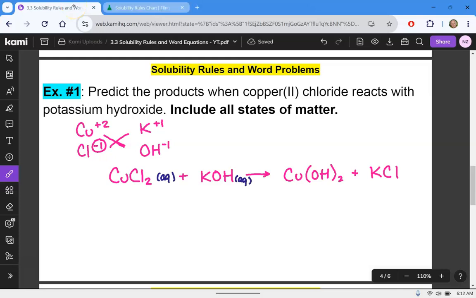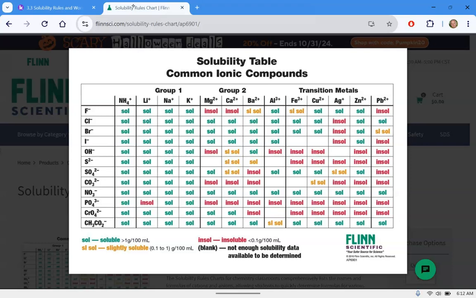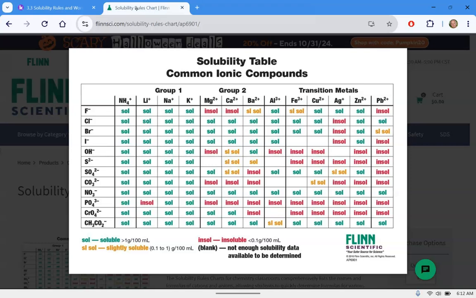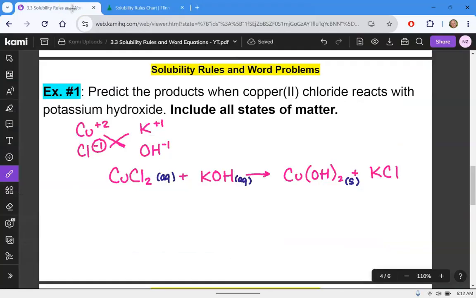Copper and hydroxide is next, so copper, and I go down to hydroxide, and it says insoluble. If it's insoluble, that means it's going to be a solid. And then we have potassium chloride, KCl. If I go down, it says soluble, so that means it is going to be aqueous. So there's our equation written out, and we have the states of matter. Now we're going to balance.